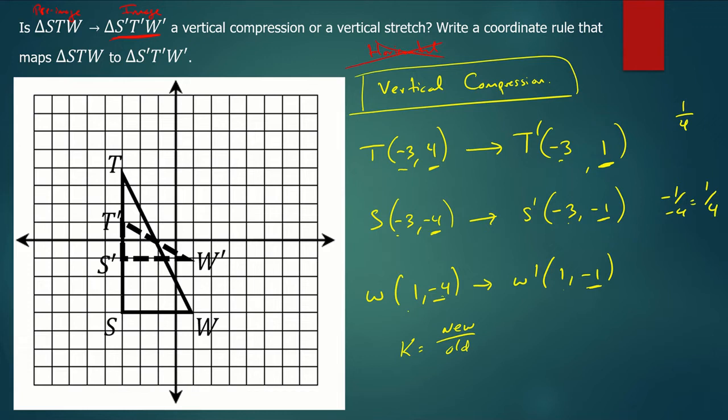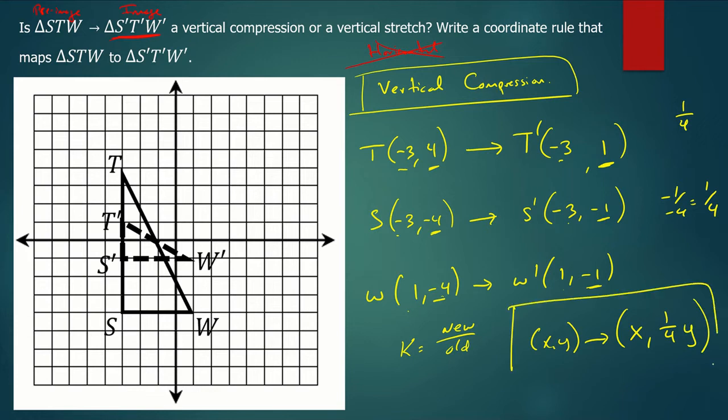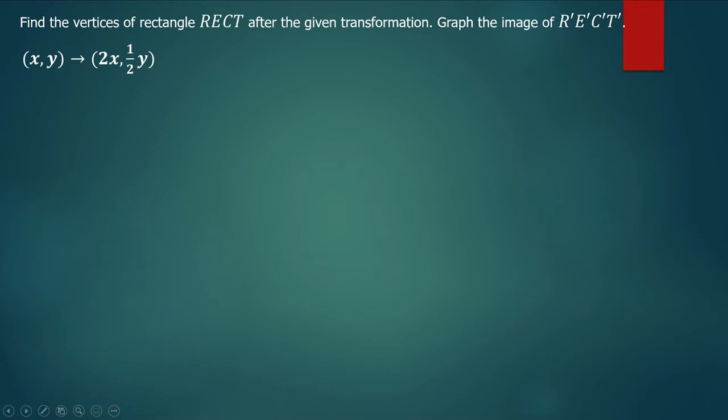Same thing here. So my rule would be, you take your original x, y, you don't do anything to the x, but the y you're going to multiply by 1/4, right? So here is the rule that I got. That tells me that I only have a vertical compression. So here's the next problem.